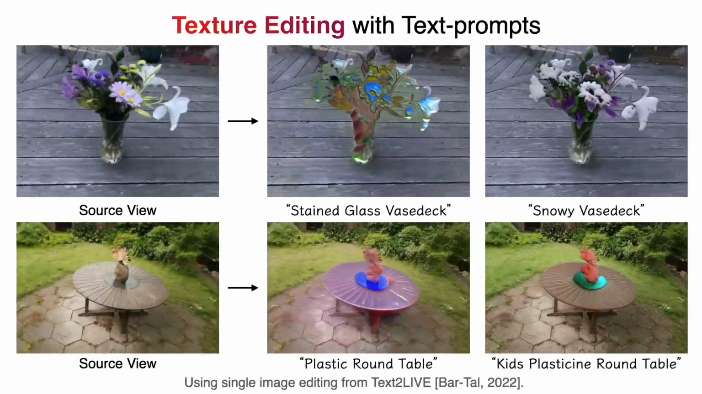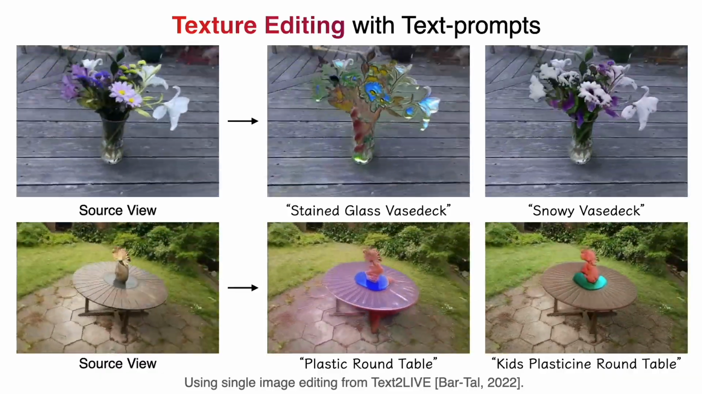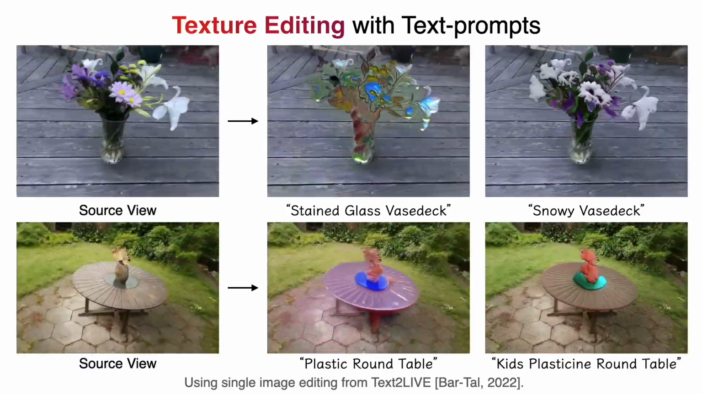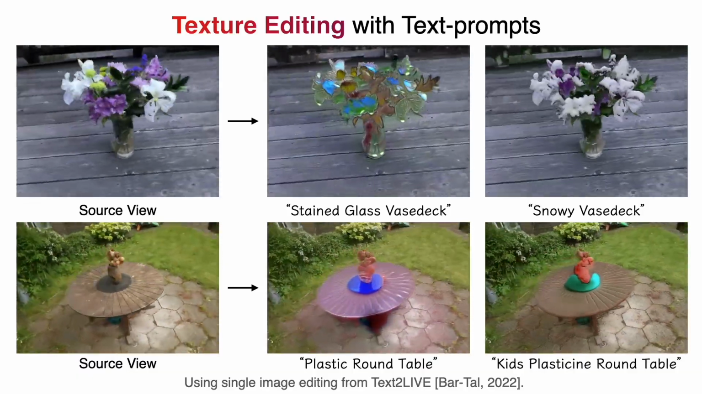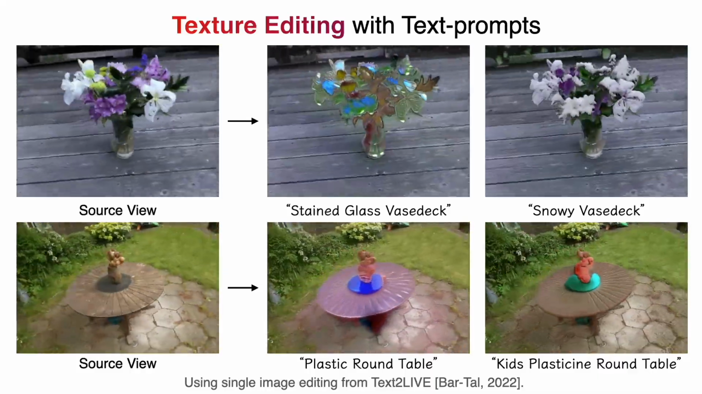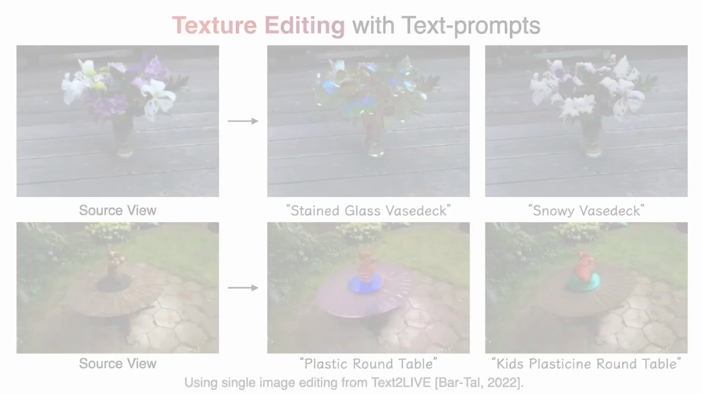We can easily obtain a beautiful stained glass vase deck, or make it with a snowy appearance. And for the wooden table in the garden, we can precisely turn it into a shiny plastic round table, or a plasticine table made by kids, where the vivid view-dependent effects can be observed on the edited surface, while the background content is preserved unchanged.